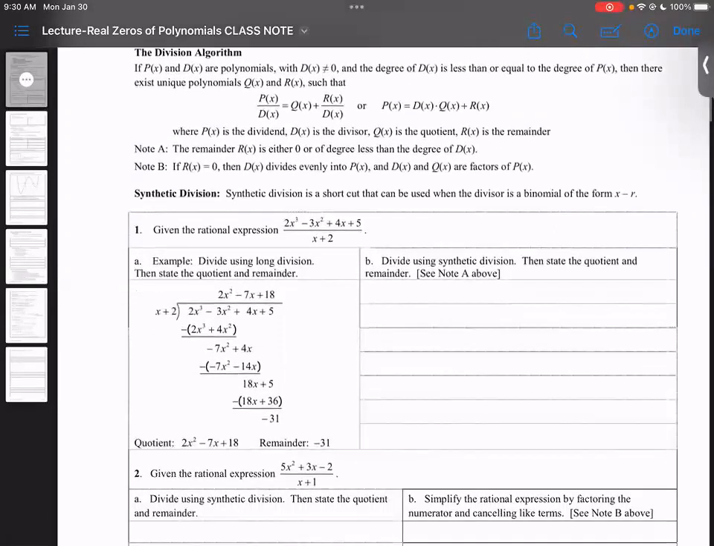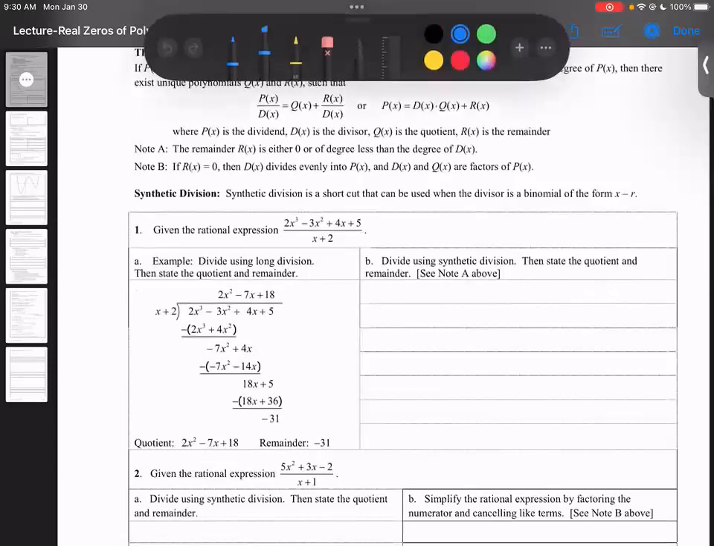So if you're good at long division, good for you. If you're not, don't be nervous because it's not required for this exam. Right? But what you need to know is synthetic division. Do you guys remember synthetic division? It's a shortcut of long division.